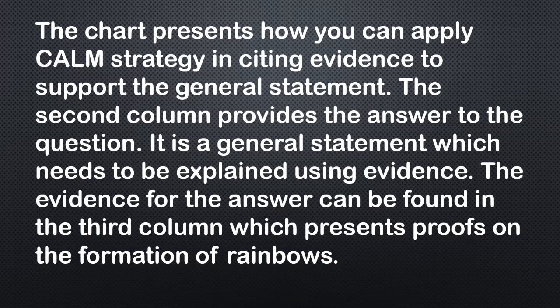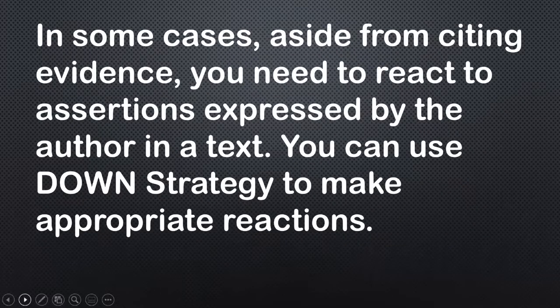The second column provides the answer to the question. It is a general statement which needs to be explained using evidence. The evidence for the answer can be found in the third column, which presents proofs on the formation of rainbows. In some cases, aside from citing evidence, you need to react to assertions expressed by the author in a text. You can use the DOWN strategy to make appropriate reactions.